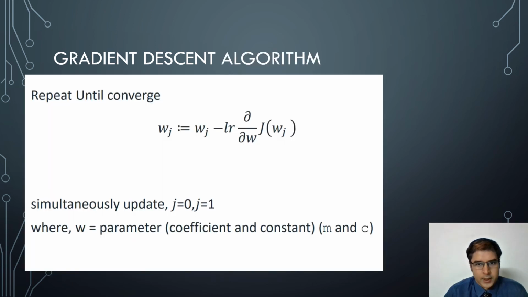So we discussed the gradient descent algorithm for linear regression. Repeat until convergence: Wj is Wj minus learning rate into the partial derivative of J with respect to Wj, where W is the parameter, which can be the coefficient and constant, which are m and c. So we have to update both with this equation respectively, and simultaneously update at j equal to 0, j equal to 1, and so on.